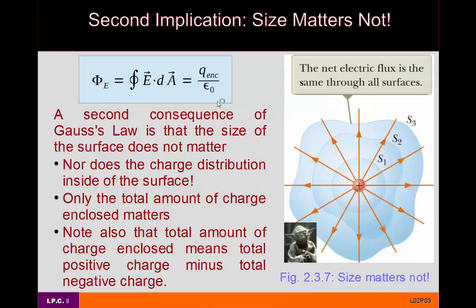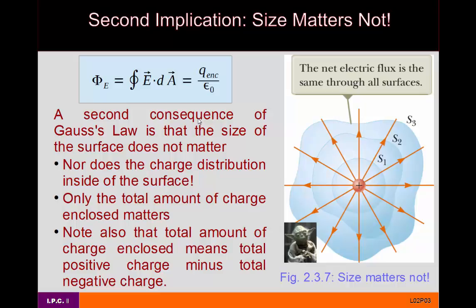Okay, the second consequence of Gauss's law plays back to the example that I worked earlier, in which we calculated the flux out of a sphere. Basically this consequence is that the size of the Gaussian surface does not matter. Gauss's law will still hold true. Similarly, the charge distribution within the surface doesn't matter. You still will get the same flux back out of the surface.